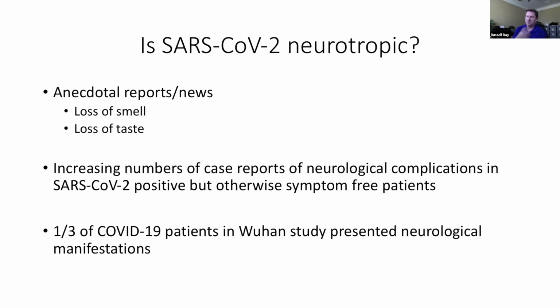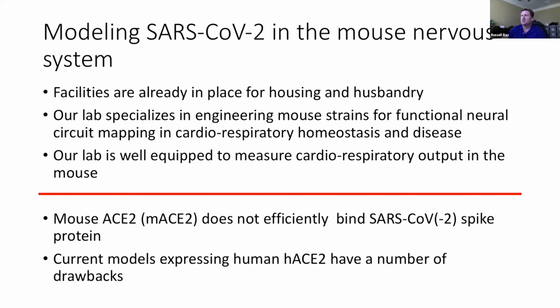So there may be other consequences of neural invasion. And there seem to be increasing numbers of retrospective studies that associate neurological manifestations with COVID-19 outcomes. And there's a lot of evidence of other coronaviruses getting into the brain and even causing or likely being associated with neurological sequelae. So we want to try to model this in the mouse.